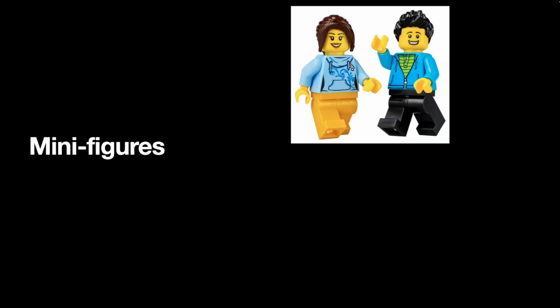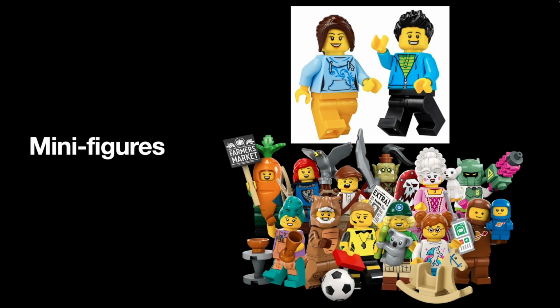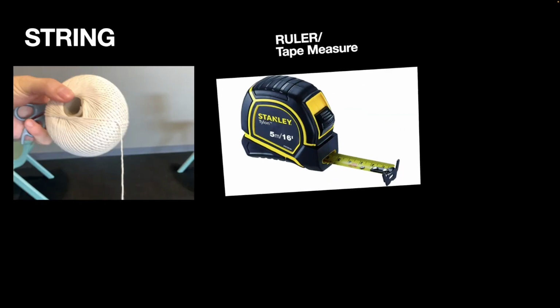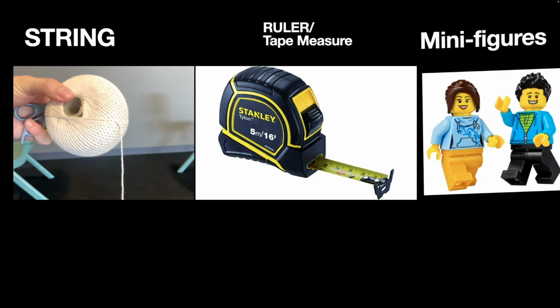And you've got to provide some minifigures for the kids. There are some minifigures in the Spike Prime sets. You could use those, or you could get the kids to bring in their own, or you could provide other ones. There's heaps of minifigures you could choose from, and they do make the activity pretty awesome. So that's pretty much it. String, measuring tape, minifigures, and then you're ready to go.